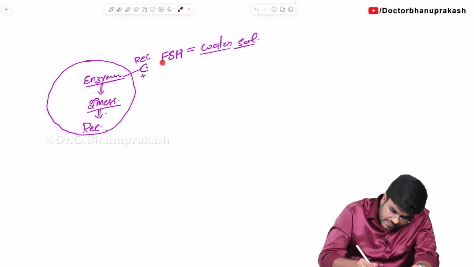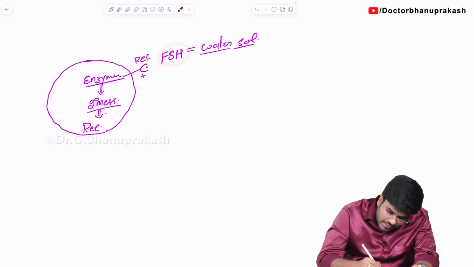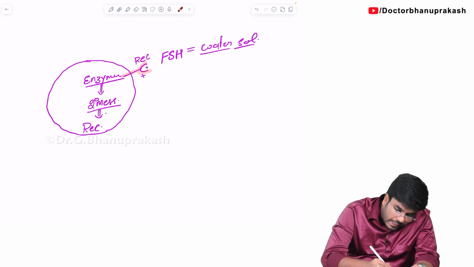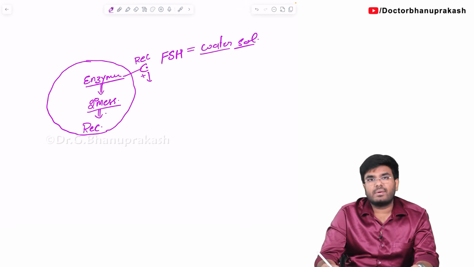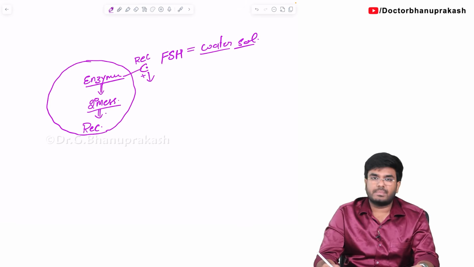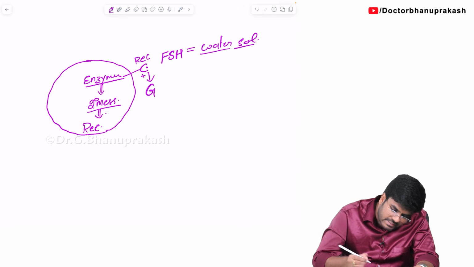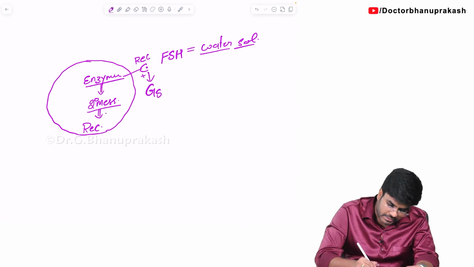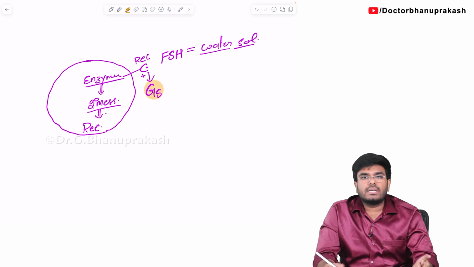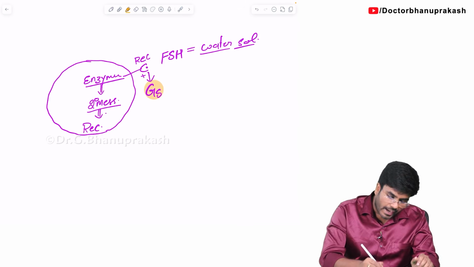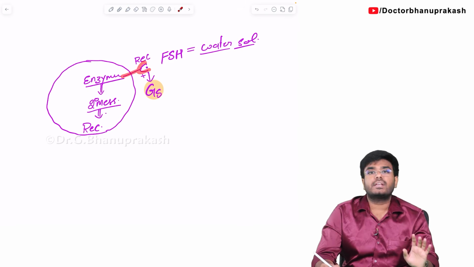Now this FSH should come and stimulate the receptor. What is the name of this receptor? It's called the G protein coupled receptor, mainly Gs type, G stimulatory. So this FSH, LH, ACTH, TSH, melatonin, antidiuretic hormone, histamine, all of them are going to act on which receptor, guys? G stimulatory receptor.